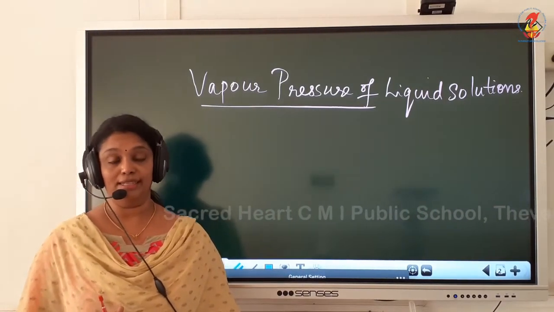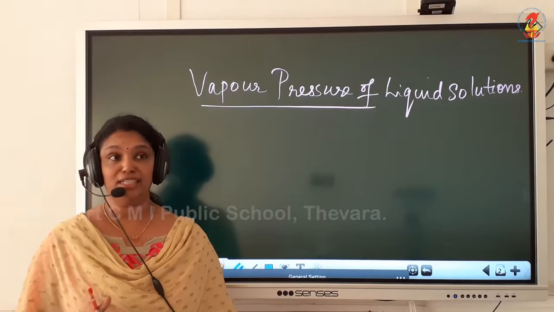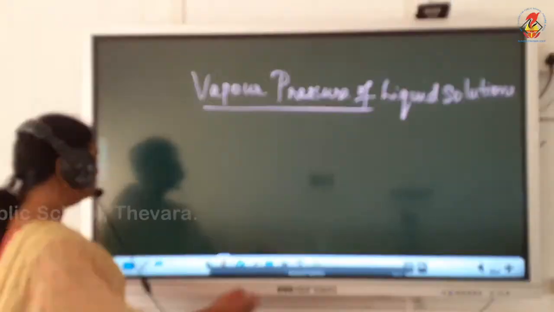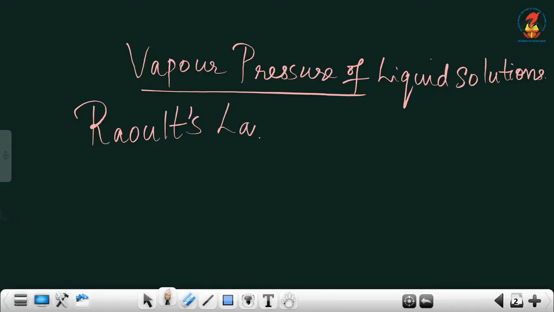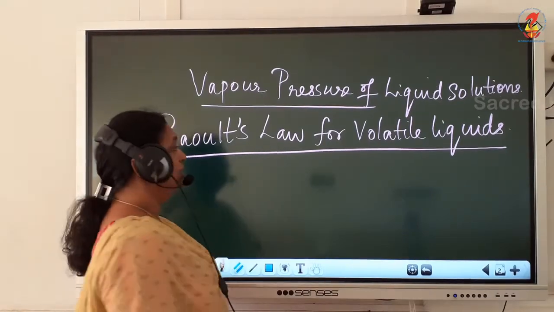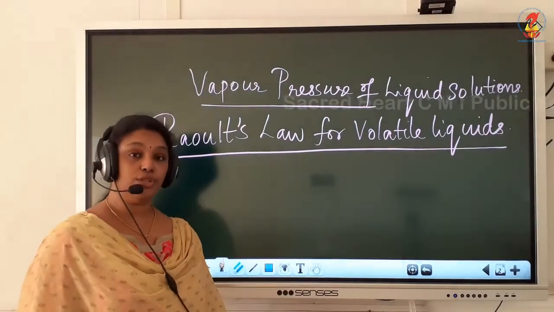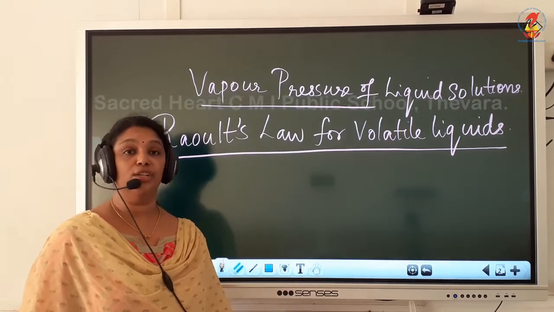Next we are going to discuss Raoult's law for a volatile liquid. That means both solute as well as solvent are volatile. Raoult's law for volatile liquids, or we can also say Raoult's law for liquid solutions. When I say volatile liquids, both solute as well as solvent are volatile. Now let's discuss what is the statement of Raoult's law.